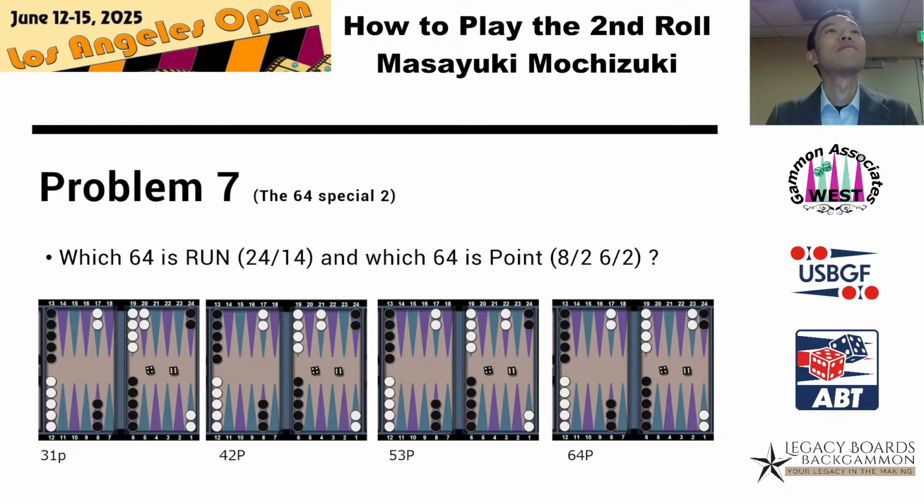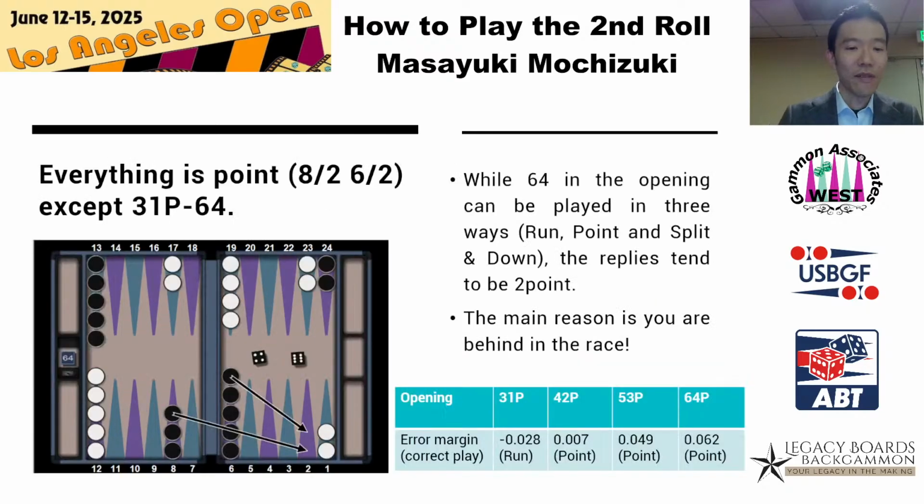Okay, Lindgren? You said when he's got his 5 point made, you run? Yeah, and why? Because it's a good priming point. You want to hop the main 5 point. Yeah, okay, you're very good, thank you. So everything is point except 3 points, 3-1 and 6-4. While 6-4 in the opening can be played in 3 ways, the replace tends to be a 2 point. The main reason is you are behind in the race, as I already explained.